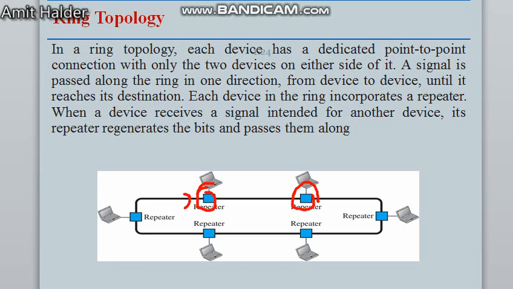Each device in the ring incorporates a repeater. When a device receives a signal intended for another device, its repeater regenerates the bits and passes them along. So that is a single line ring topology.